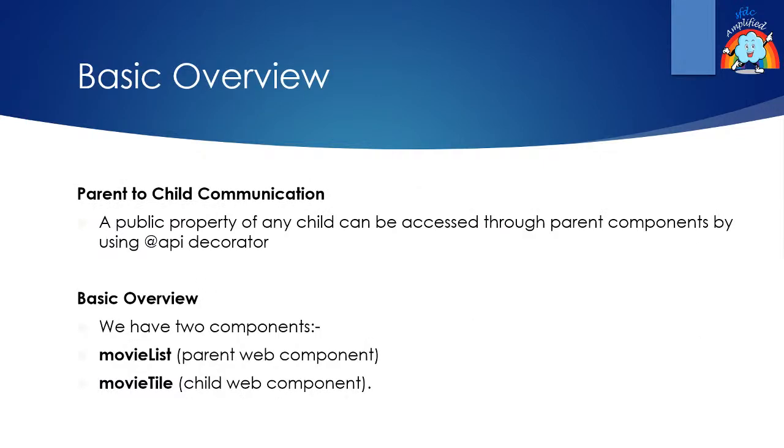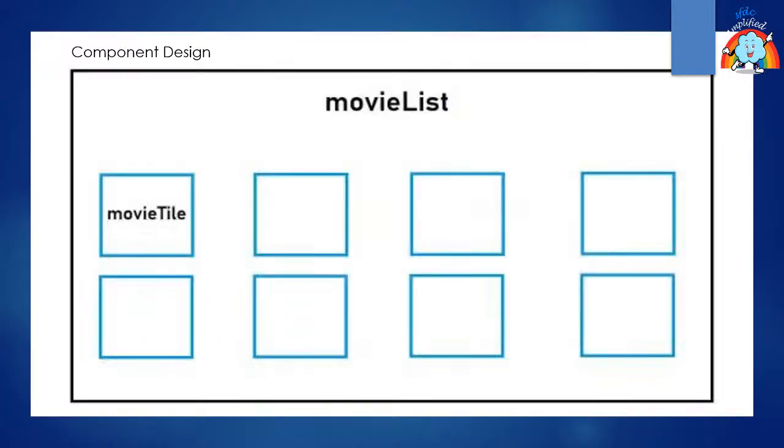So some basic overview. Parent to child communication: a public property of a child can be accessed through parent components by using the API decorator, which we just understood. So with the help of this app, we will be able to create one. We will be using movie list, which is a parent web component, and movie type, which is a child web component. You can use your own component names. So that's how it works.